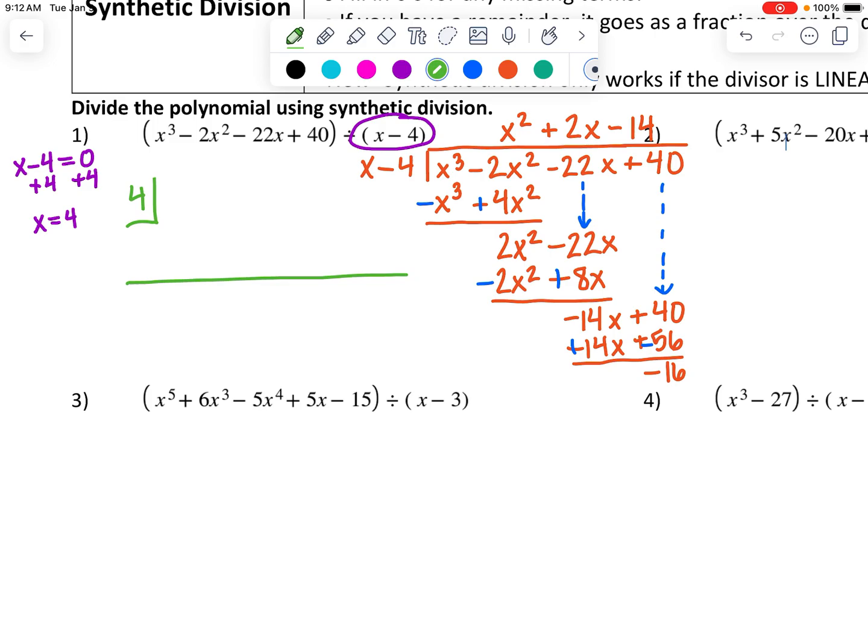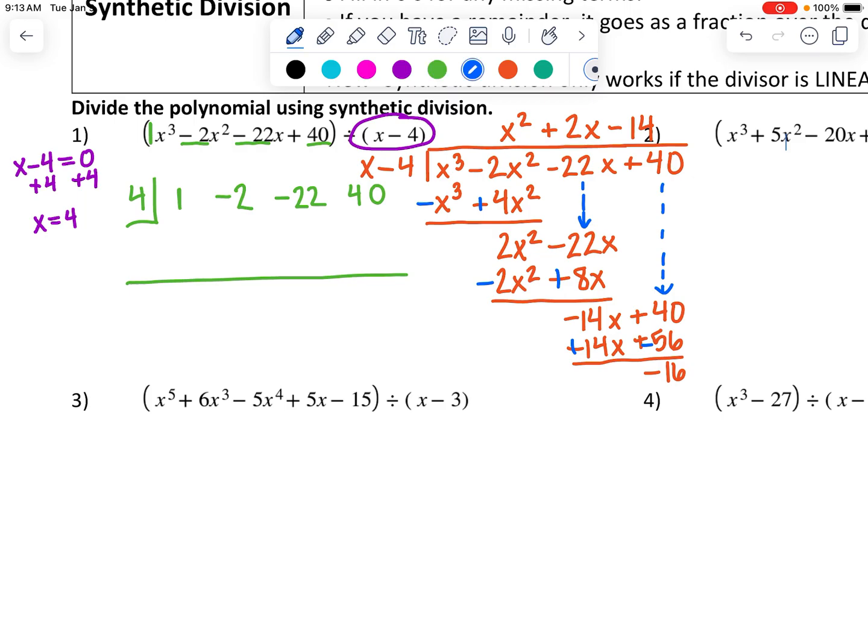Now, I only want to take the coefficients in front of each variable, and we're not going to have any of the x's or any of the variables in the synthetic division part. So the 1 will come down, the negative 2, the negative 22, and the 40. So we're just dealing with the coefficients in synthetic division.